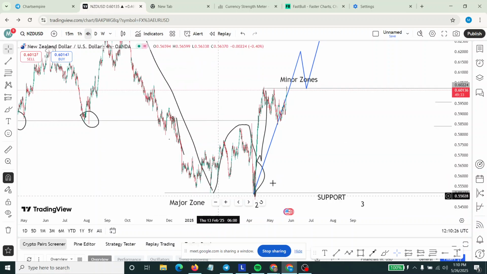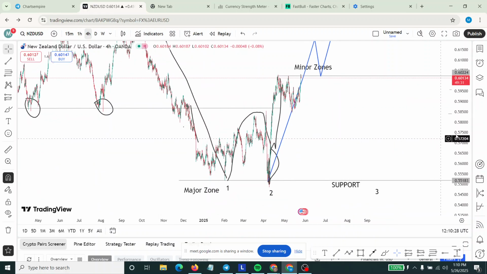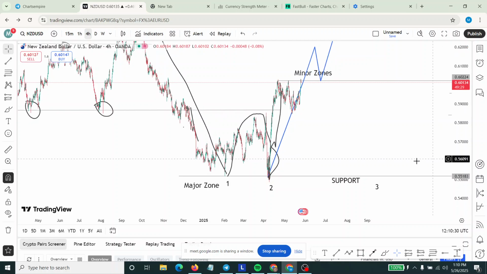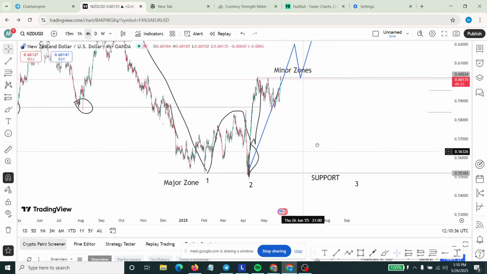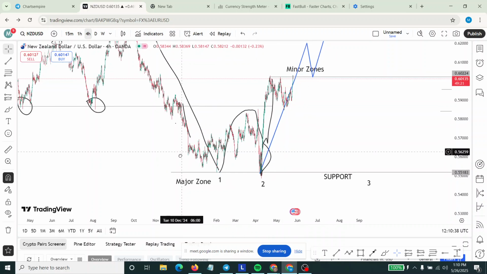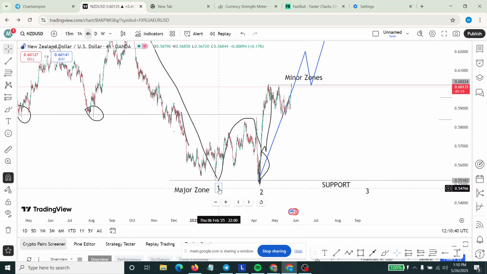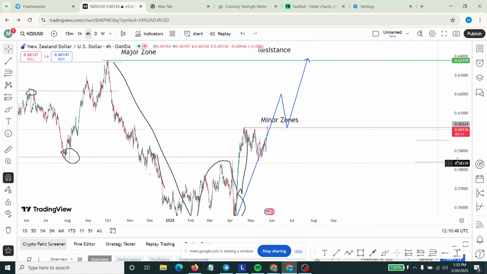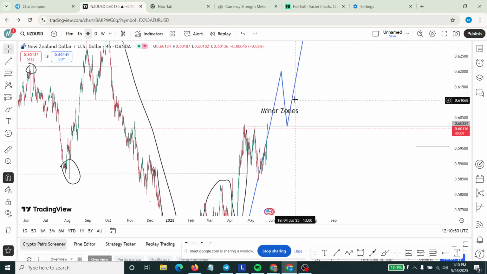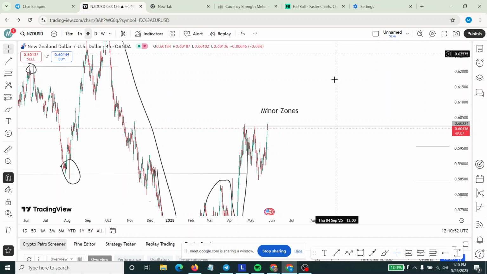You can see. So we don't just want to make a decision. How do we know a support is strong? A support is strong if we have at least two touches. And if you look at this support now, this is the first touch, right? Yes. And this is the second touch.